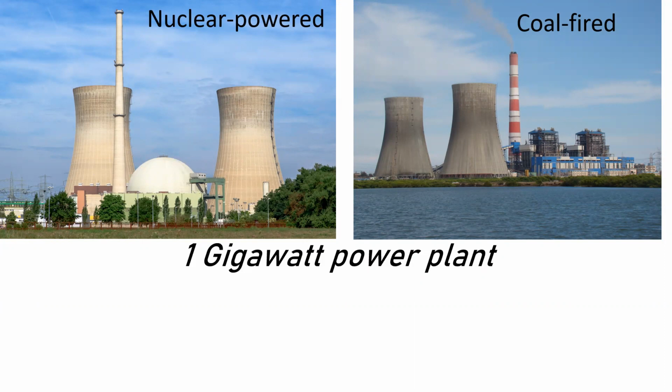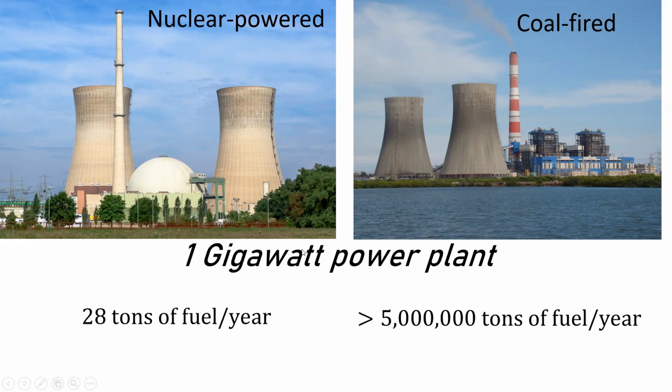Because in a large city, you know, to run everybody's air conditioner and other appliances, you do need quite a bit of power. So I looked up roughly how many tons of fuel each of these power plants goes through in 1 year if they're putting out an average power of 1 gigawatt. And the numbers are kind of shocking.